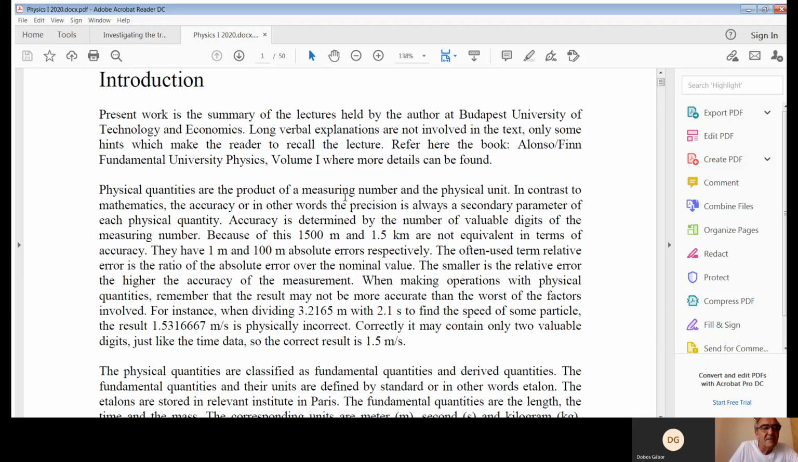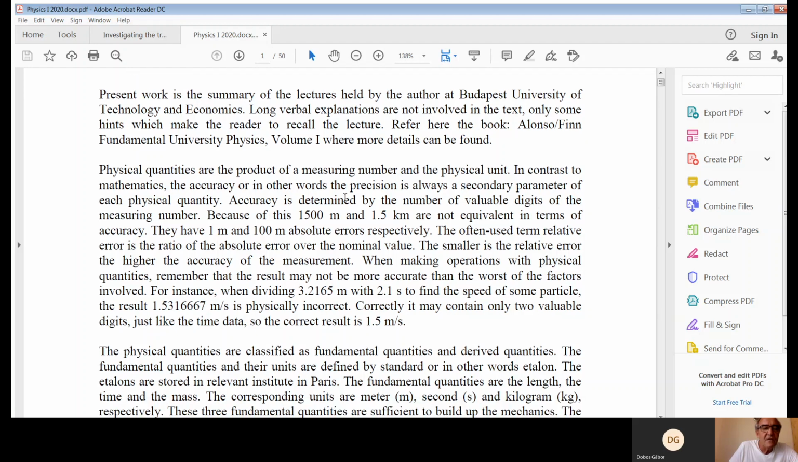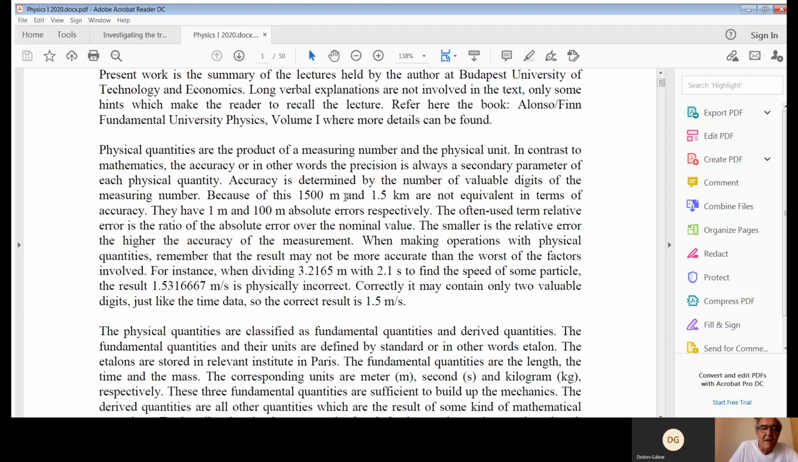In the first place, we are talking about that physics is somewhat different from math in terms that physics has real quantities, not just abstract numbers. In here, we have also a number and the measuring unit, and they are multiplied together. So the physical quantity consists of partly a number, which is the measuring number, and the unit. And these two are multiplied together.